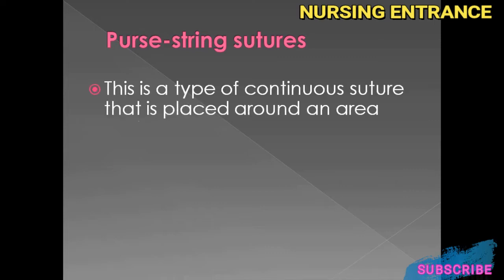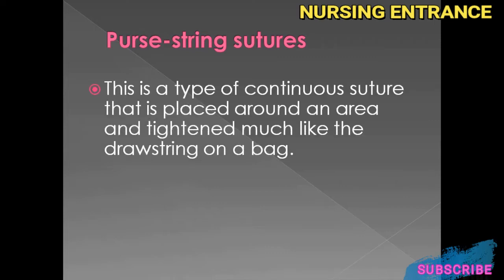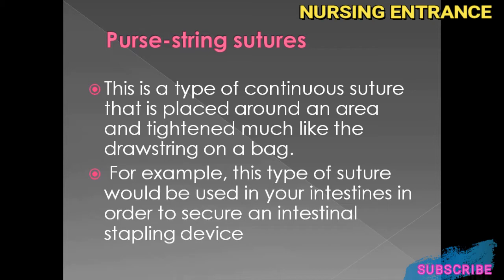Next one is purse string sutures. This is a type of continuous suture that is placed around an area and tightened much like the drawstring on a bag. For example, this type of suture would be used in your intestines in order to secure an intestinal stapling device.